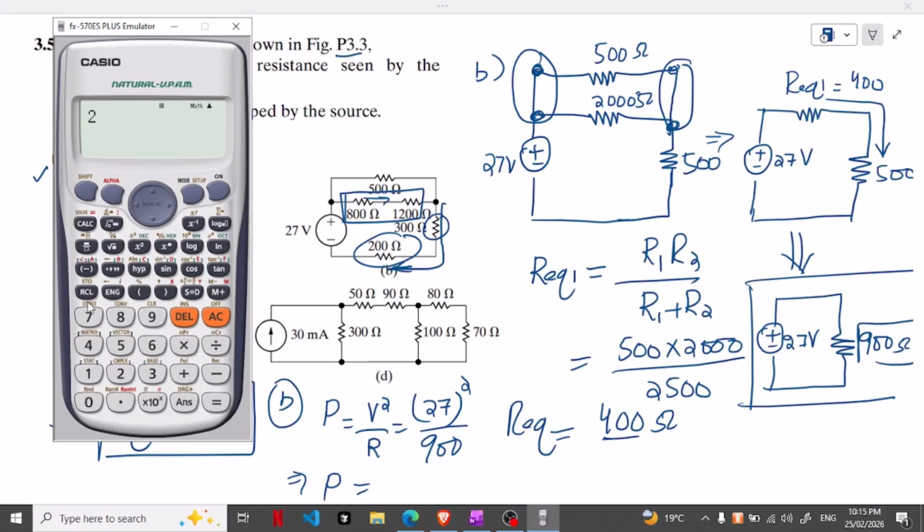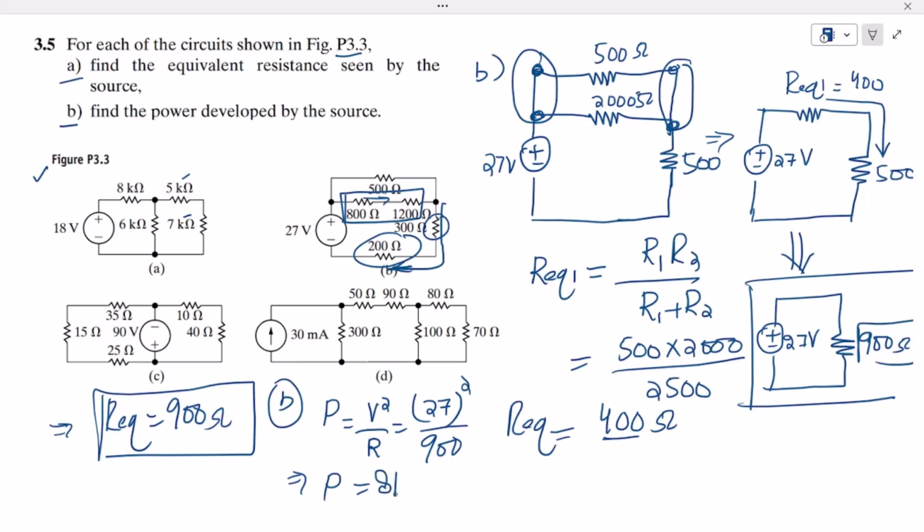27 square. So this is 729 divided by 900, it is 0.81 watts or 810 milliwatts, and that is basically the solution of part B of my question.